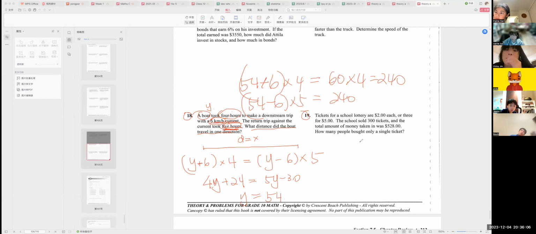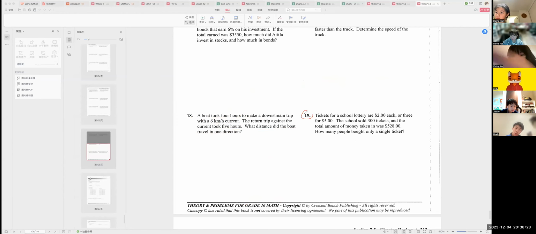Okay, tickets for the school lottery are $2 each, or 3 for $5. The school sold 300 tickets, and the total amount of money taken in is $528. How many people bought only a single ticket? Okay, everybody, please take a look at this question and give me the answer, okay?